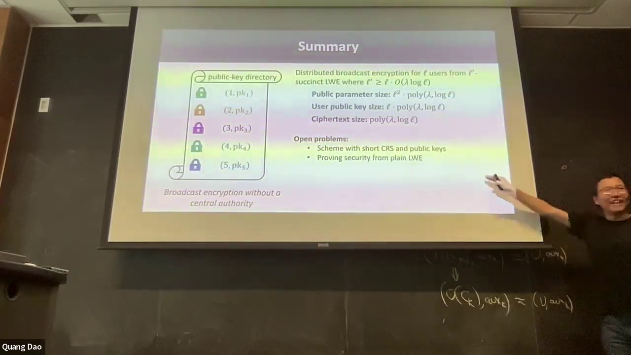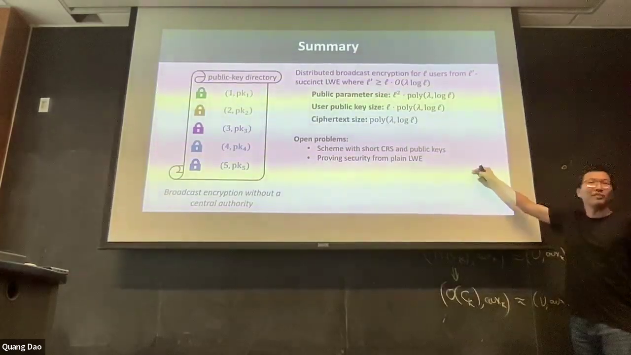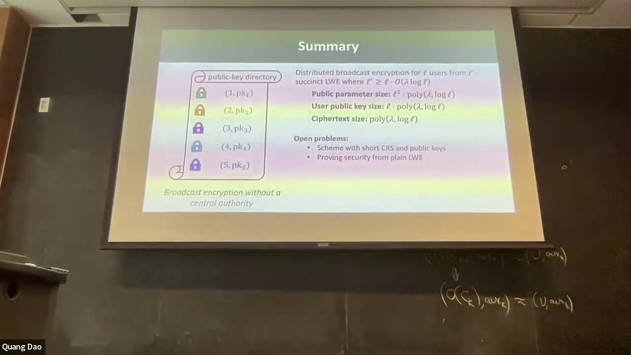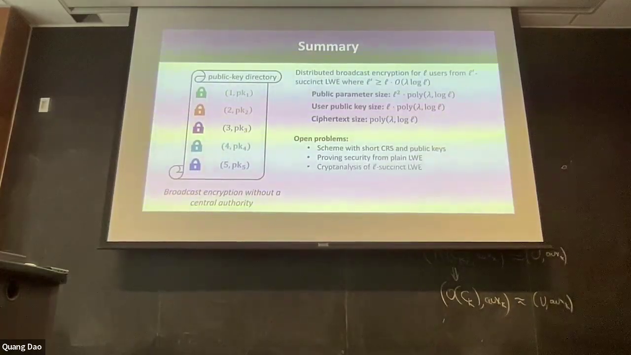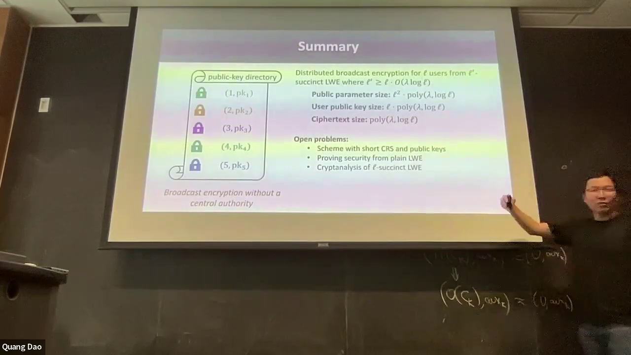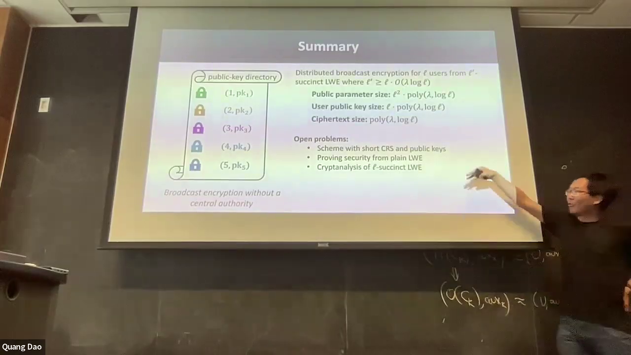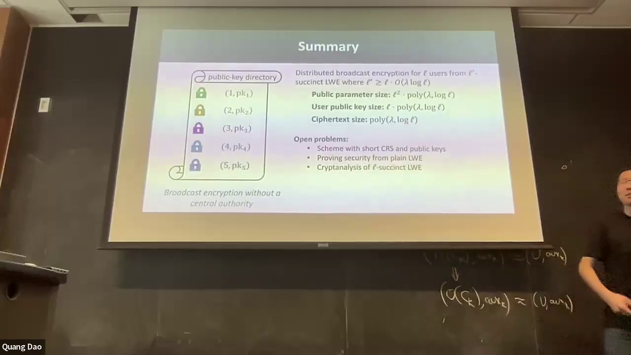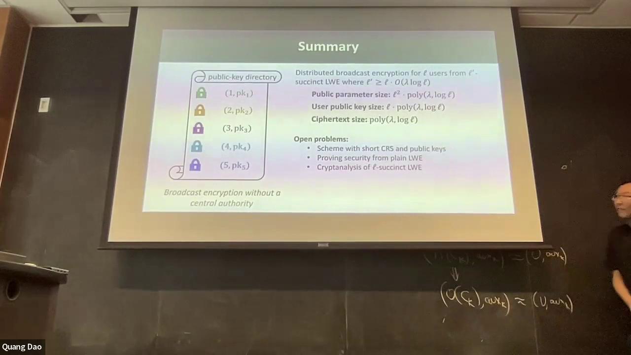Can we try to do security from plain LWE? I think this is the big open question for even just getting centralized broadcast encryption. Trying to do something from plain LWE would be a major step forward. So this, I think, is a beautiful open problem. And as we're proposing and studying these new kinds of lattice assumptions, I invite cryptanalysis of these new assumptions, especially as we show more and more applications can be built on them.